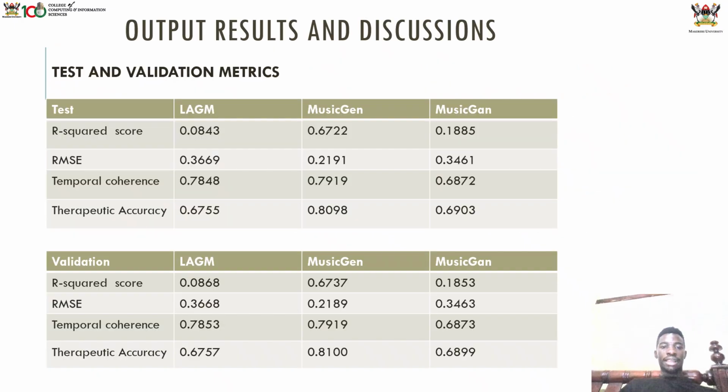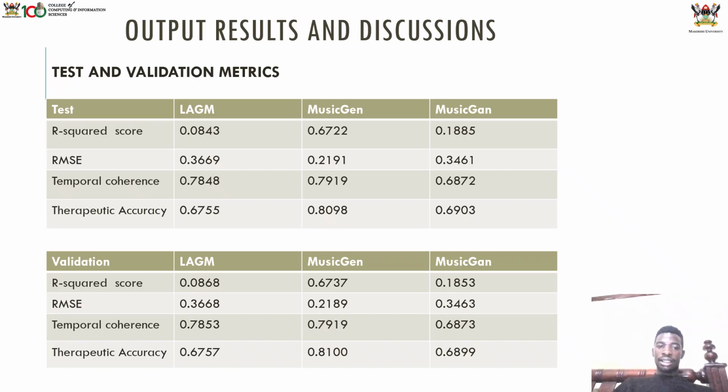Right. Then out of those models, we use different metrics to select which one is best. In this case, for the testing and validation, we looked at the R squared score, RMSE, and temporal coherency, because I'm dealing with music, and at a certain point you have to combine those different spectrograms or audio files to make a big audio. And then accuracy, because this is something medical, so accuracy is key.